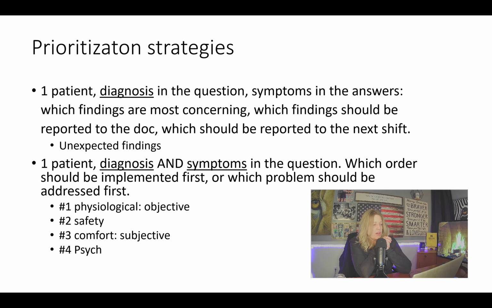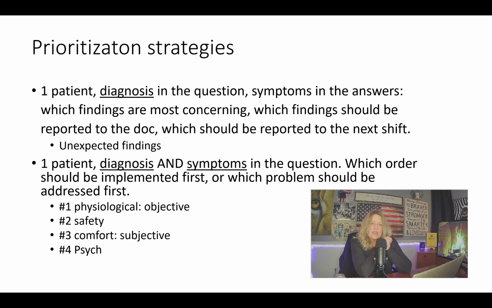So the one that I've already talked about is when you have one patient in the question, and all you know about them is their diagnosis. That's it. You don't know anything else. They just tell you the name of the patient and the diagnosis. The diagnosis could be COPD, heart failure, schizophrenia, ADHD. It doesn't matter. It could be anything. All you know is their diagnosis. And then they say, what findings would you report to the next shift? What findings are you most concerned about? What findings would you call the doctor about? Whatever it is, you always report or call about or are most concerned about the unexpected findings. Okay, and we'll focus on that as we go through questions.